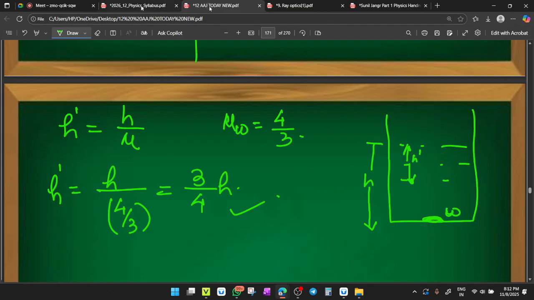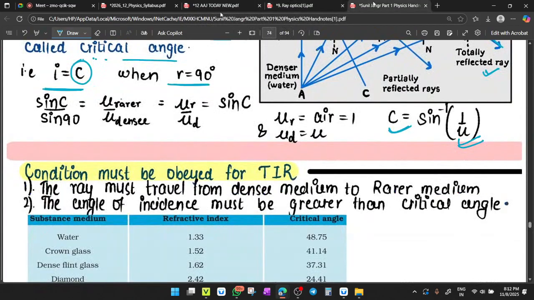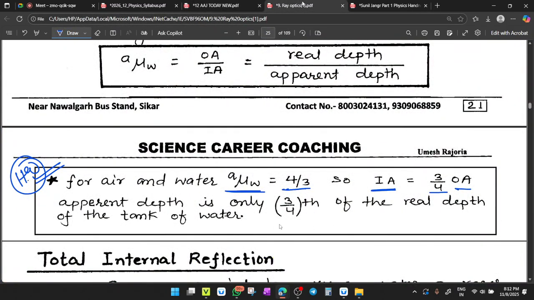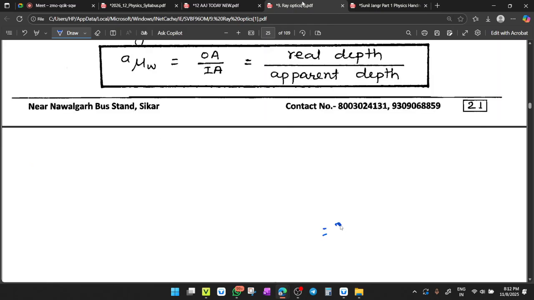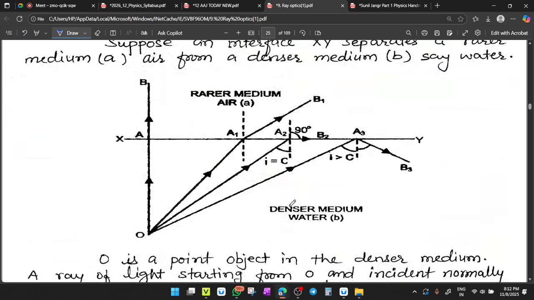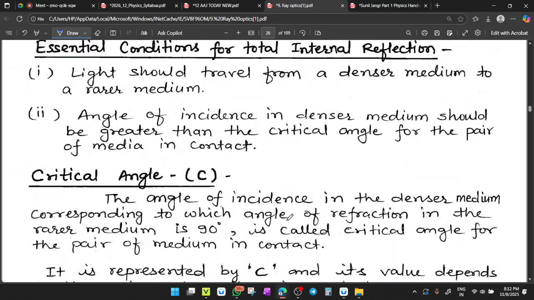Yes. So the same thing is said here, for air and water, aμw equals 4 by 3. So I apparent equals 3 by 4th of OA. What does it mean? The apparent depth h dash equals 3 by 4th of h, meaning 75%. Clear? 3 by 4 of the real depth of the tank of water. So what I said, h dash equals 3 by 4 of h. Same thing was told here. Total internal reflection we have seen. All the things related to total internal reflection are completed here.